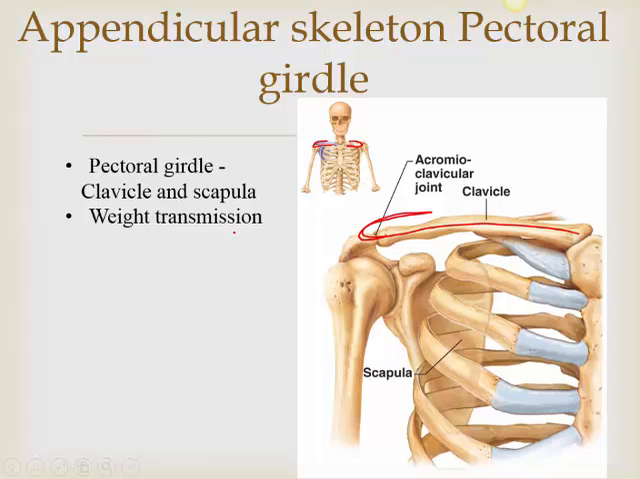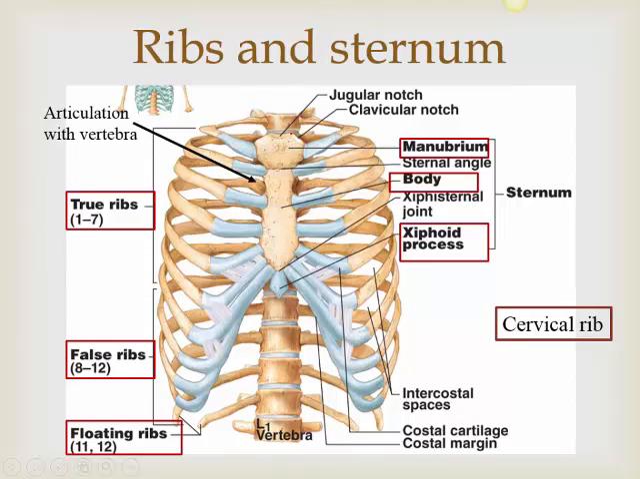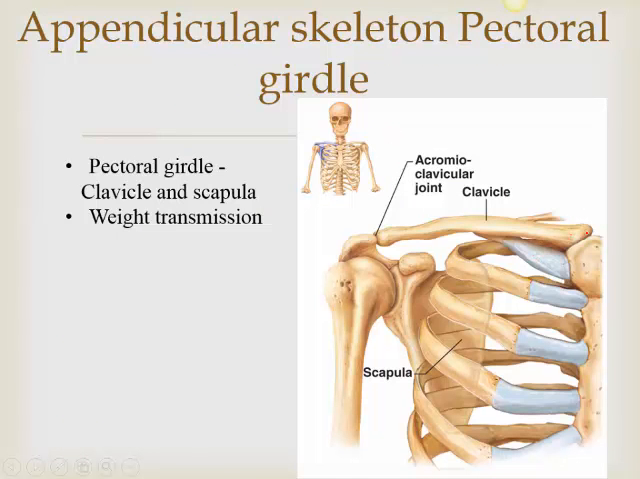The primary purpose is weight transmission. Up here you can see that the humerus is articulating with the scapula. But the scapula doesn't articulate with any bone of the axial skeleton. Only the clavicle does. Pay attention here. Look at the clavicle. It is articulating with the sternum. This area here is for the clavicle, that's why it's called the clavicular notch. So here the clavicle is articulating with the sternum.